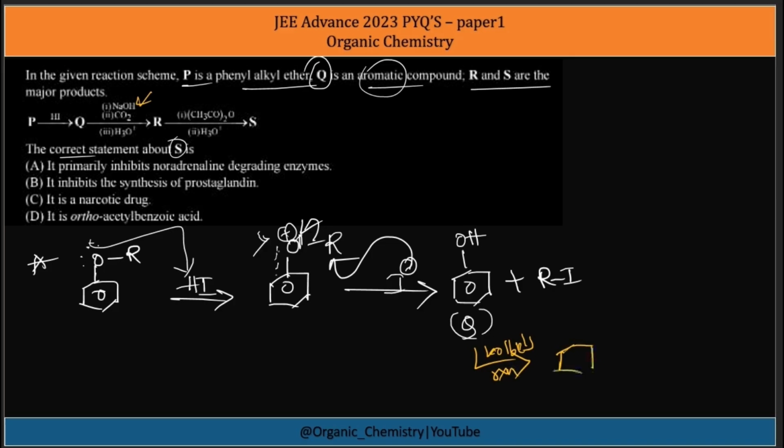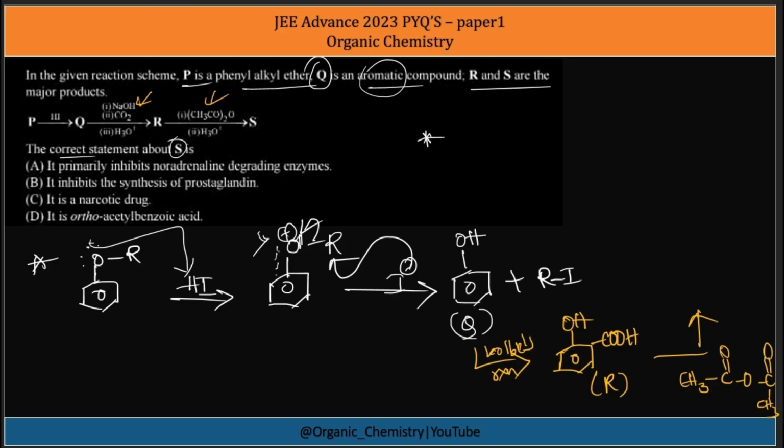Yeah, we'll get this OH, COH. And the next step, so this is the product R. And in the next step, it is an anhydride, right? So what will happen? Let me write it as CH3, C double bond O, O, C double bond O, CH3. Let me just write it over here. It will be easy to understand for the people.